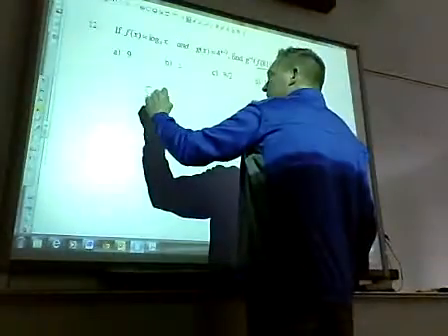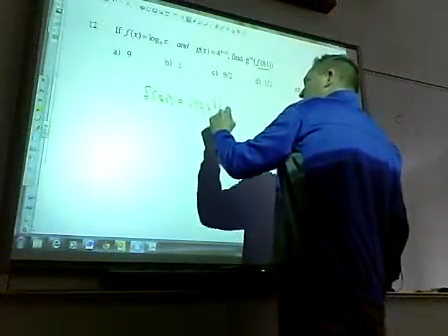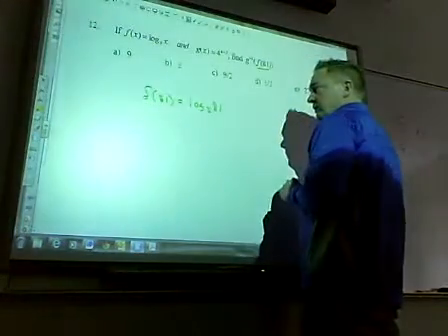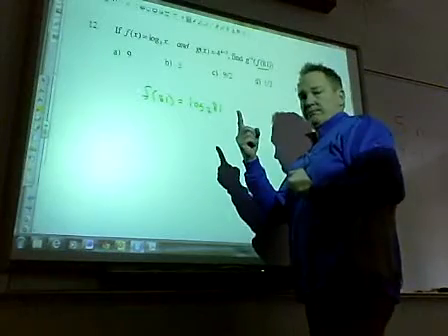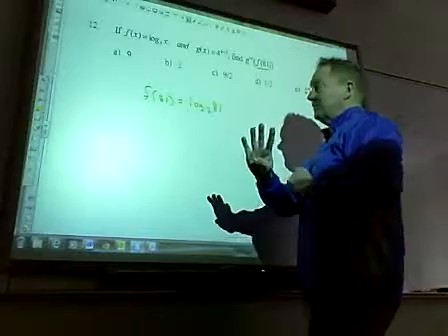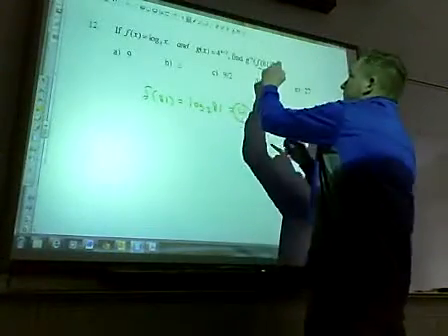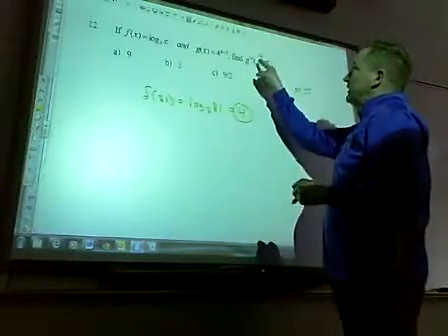F of 81 is the base 3 log of 81. In other words, what power does 3 need to be raised to in order to equal 81? Well, 3 times 3 is 9, times 3 again is 27, times 3 again is 81. So that's equal to 4. So that's 4. Find g inverse of 4.